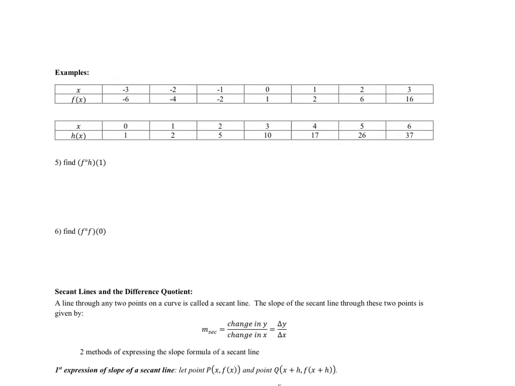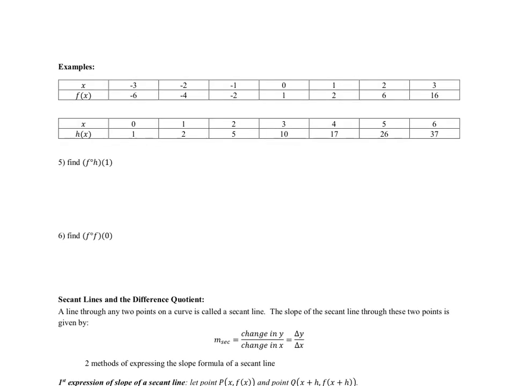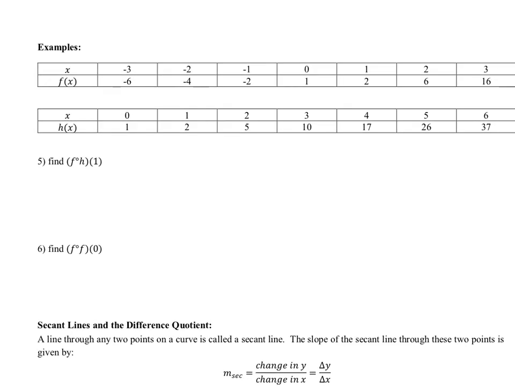All right, on this page, we have a table of values, and we're going to look at the composite functions again. It's important that we look at, like I stated in section 1.1, all different forms of a function, all 4 of those. So this is the tabular method, and we're going to first look at f of h of 1.